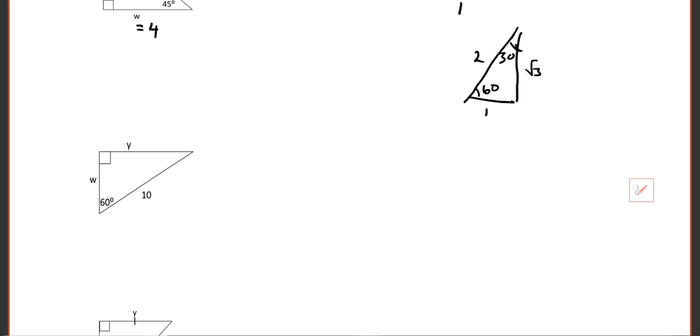Okay. This one, we've got 60 degrees, so that's this one. So this would relate to the 1, this would relate to the root 3, and this would relate to the 2. So 2 times 5 makes the 10, so 1 times 5 is 5. This then would be root 3 times 5, which is 5 root 3. Okay.